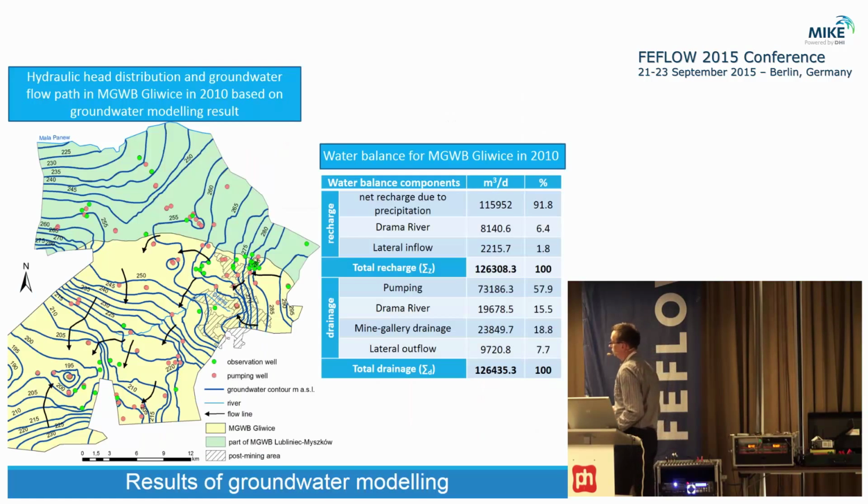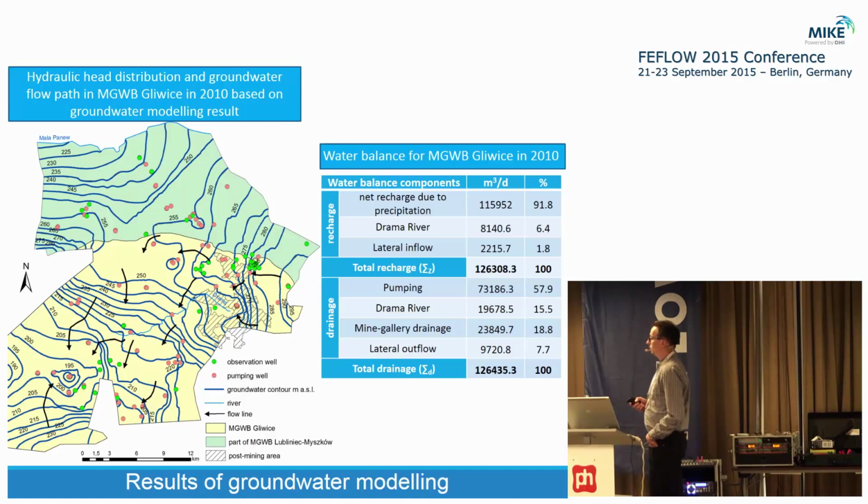Here is the first result of groundwater modeling. In the major groundwater basin Gliwice, the general flow is from east towards southwest, but it's strongly deformed by working well fields. The biggest well field is located in the southern part, the Gliwice-Łabędy well field, which pumps on average 30,000 cubic meters per day.